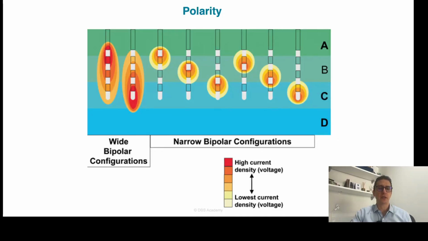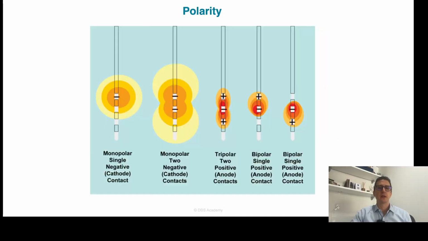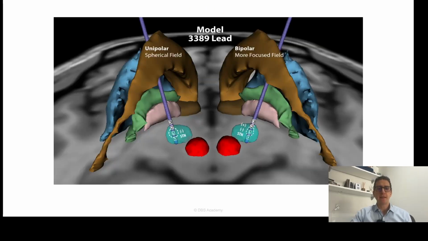Then you can work inside the nucleus. And then you can, for example, put 2 negative contacts that we call double monopolar, okay? And that's how it looks like. So you are inside the STN. I can put monopolar stimulation, or I can set bipolar stimulation. Then you can stimulate these patients.